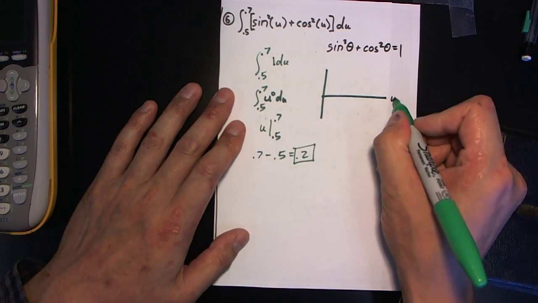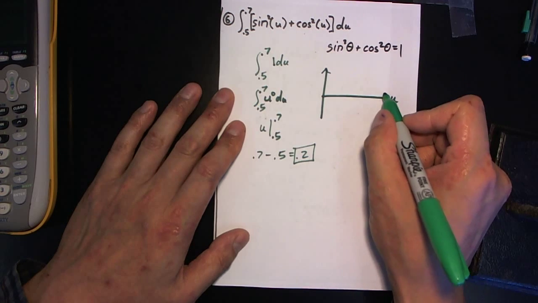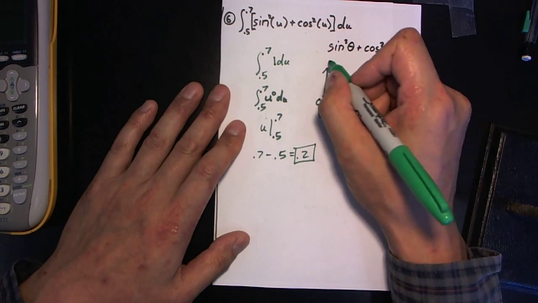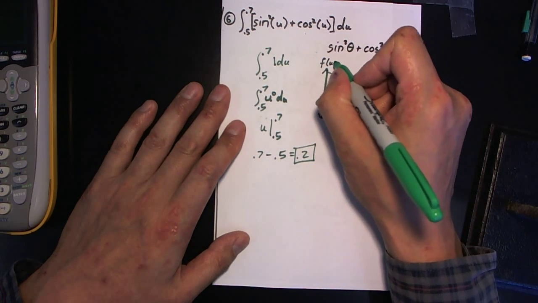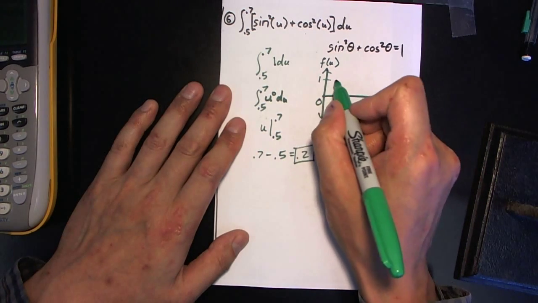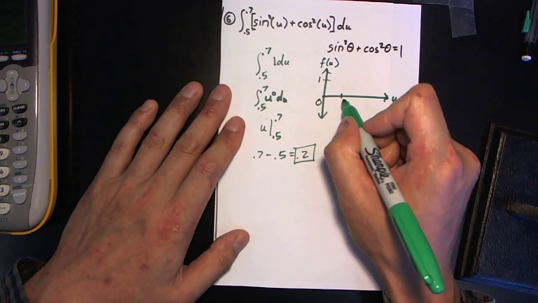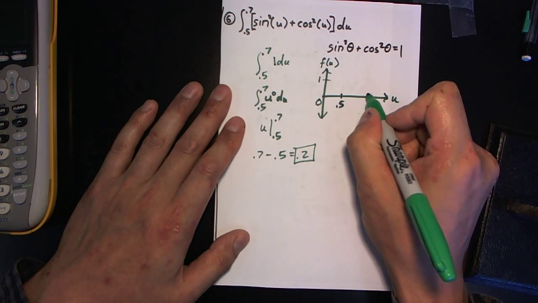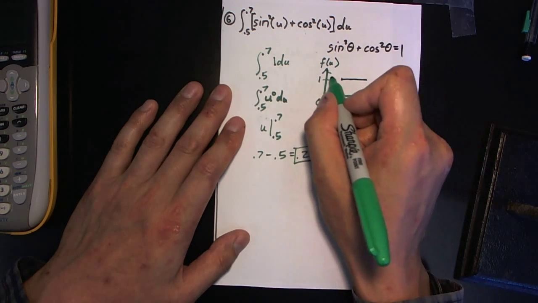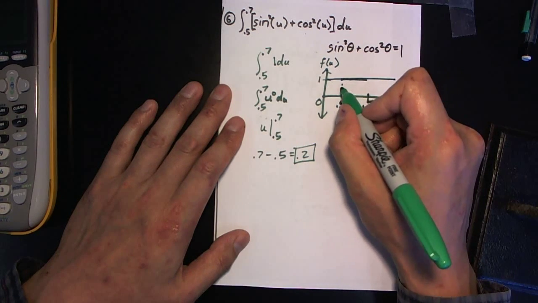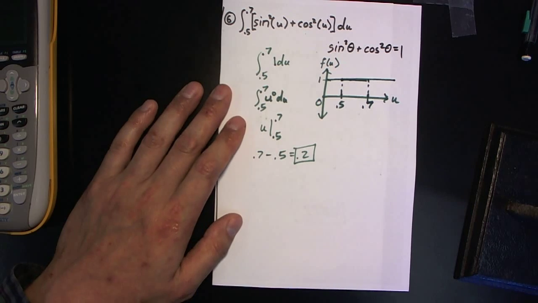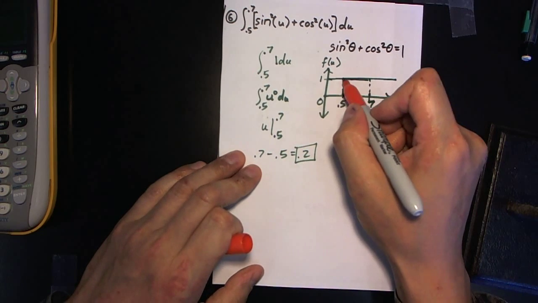If we have u on this axis, u as in the letter u, not u as in you and me, and we have f of u on this axis, and this is 1. So what we've effectively done is we've said, okay, 0.5 is right there, 0.7 is right there, and what we want is the area under the curve and between 0.5 and 0.7. In other words, we want this orange area here.